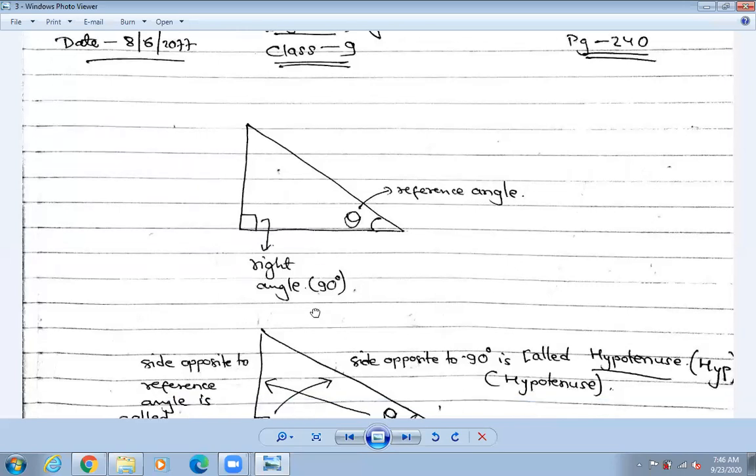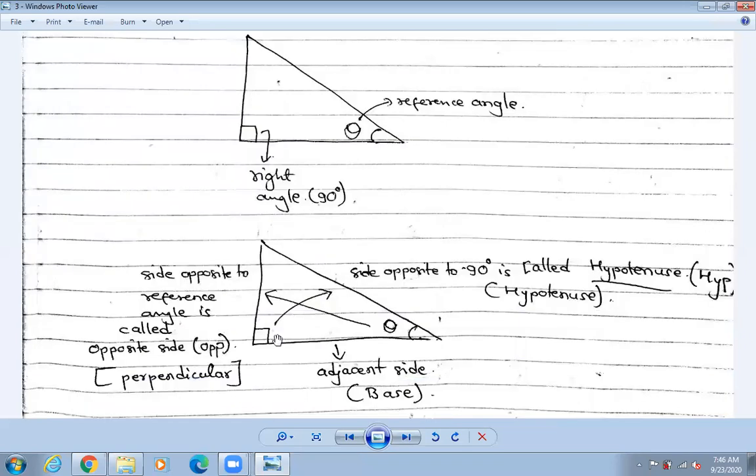So here I have written this one. The side opposite to the 90 degrees is called hypotenuse, represented by HYP. And the side opposite to the reference angle is called the opposite side, OPP. This side is also called opposite. Otherwise, we can call it perpendicular also.